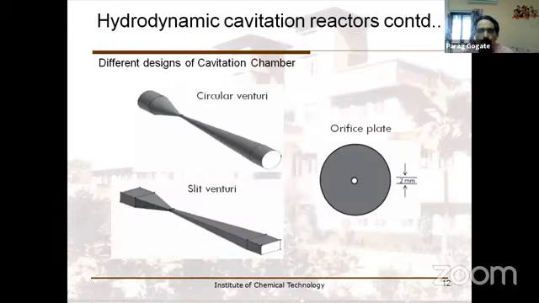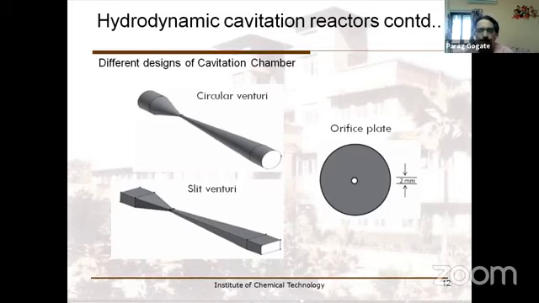So I can have different designs of cavitation chamber. I can use a venturi, again a slit venturi or a circular venturi. I can use an orifice plate. The orifice plate is simply depicted as a single hole, but you can have multiple holes on plates. It can be of different shapes, of different sizes and whatnot.